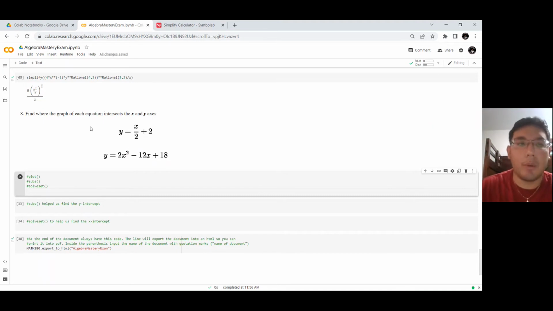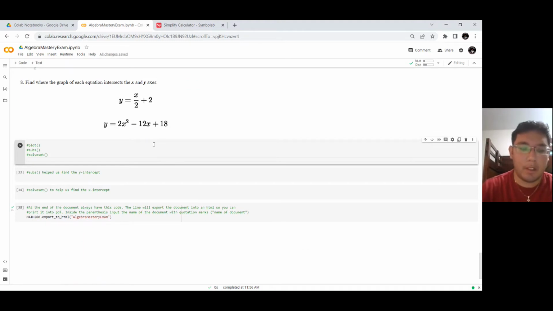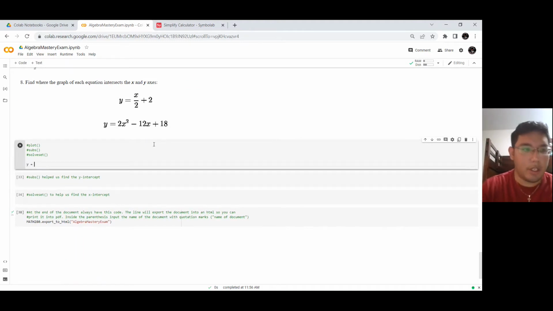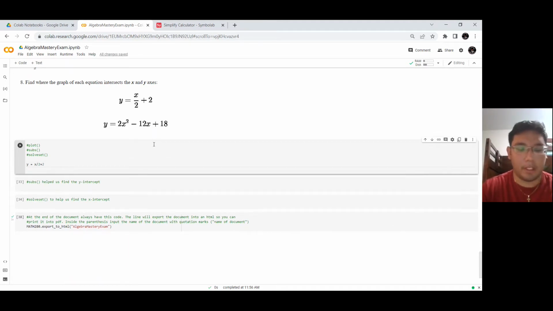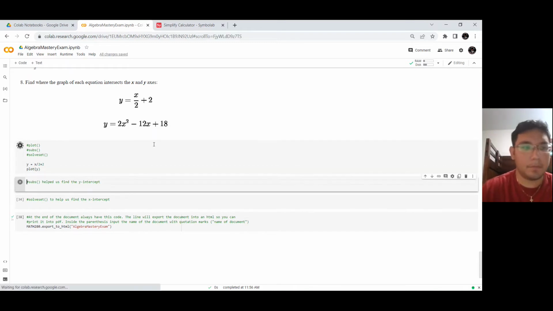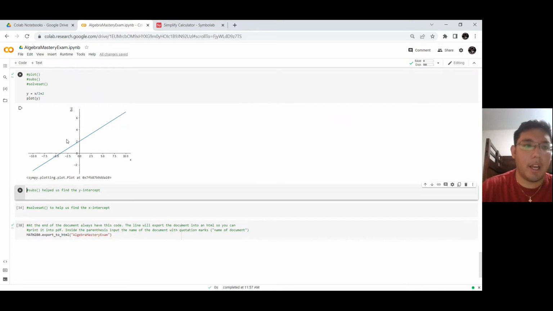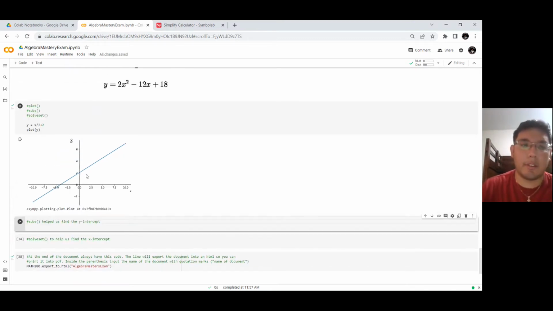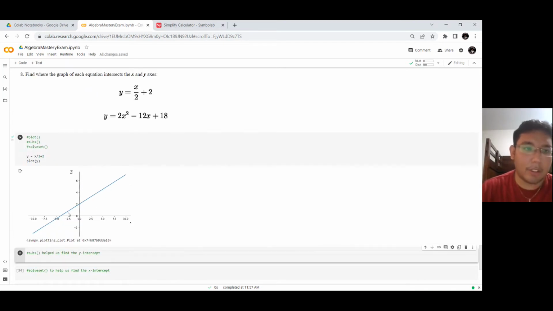So for problem 8, we want to find where the graphs intersect the x-axis and the y-axis. So the first thing we do is that we're going to be writing the expression down, and with the command plot, we're going to be plotting that. So first, y is equal to x over 2 plus 2. And let's plot y. All right, so we have that graph, and notice that from the graph we can see that the y-intercept is about 2, and the x-intercept is about -3, -4, somewhere around that.